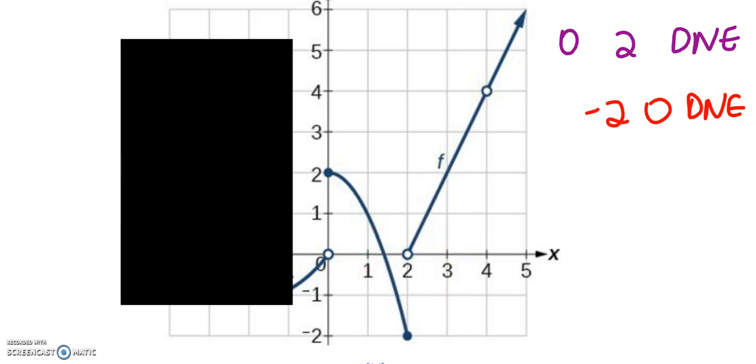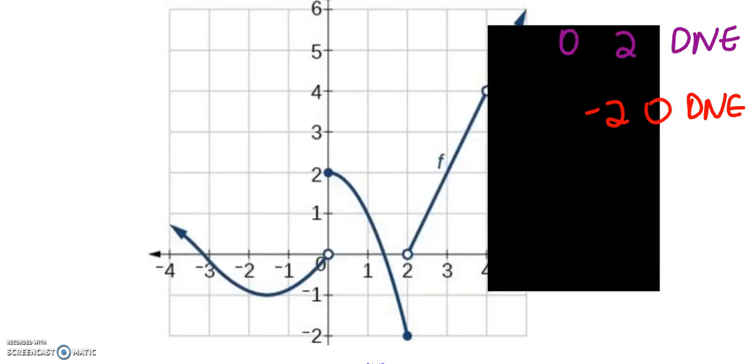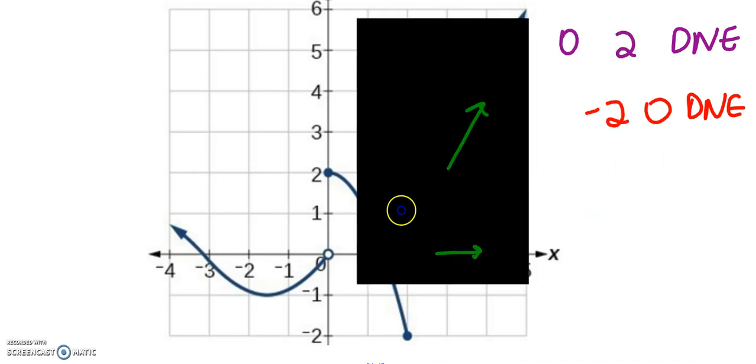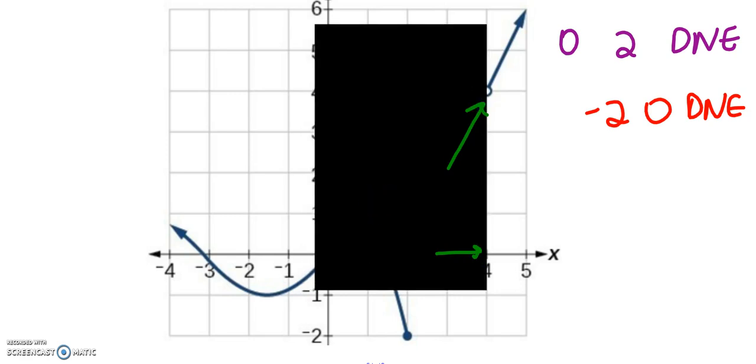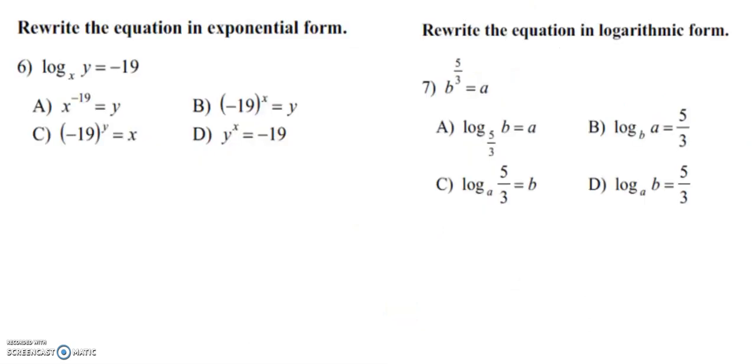And then the last set is talking about what's going on at 4. So 4 from the left, my y value is pointing to 4. From the right, going to 4, my y value is also pointing to 4. So you'll notice that my roads are leading to the same place, which means the overall limit is 4. Now it doesn't matter that there's a hole there, because the roads are leading to the same place, and we don't care about what's going on at that value, we care about what's going on near that value or as we approach that value.